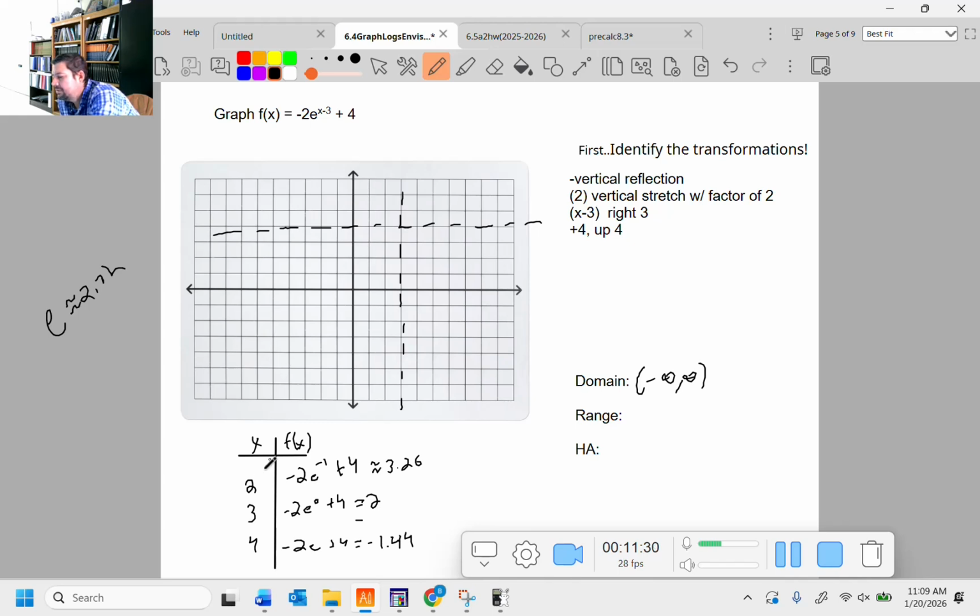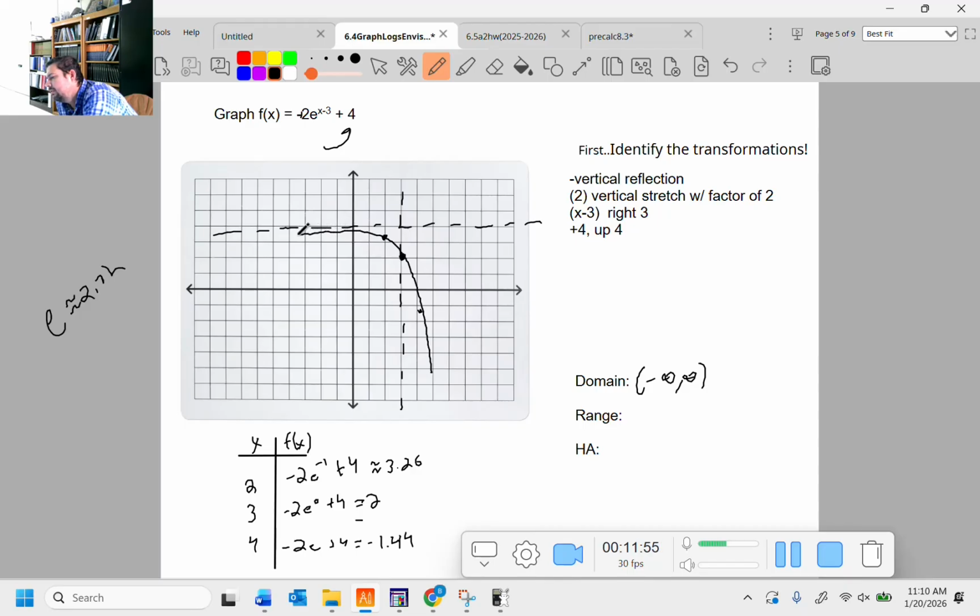And there's my points. 2, 3.26, about right in that neighborhood. 3, 2, and then 4, negative 1.44. Now, why does she look this way? Because, well, if the negative sign wasn't there, she'd look like this. This one has been reflected. That's why she looks the way she does.